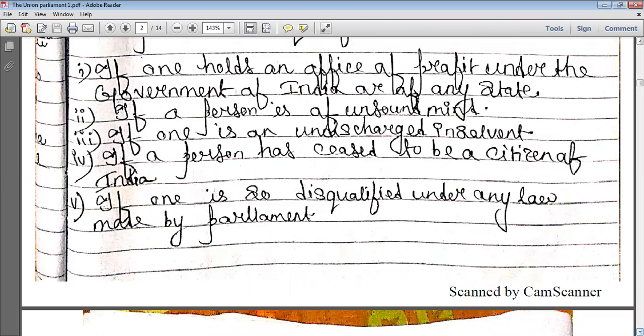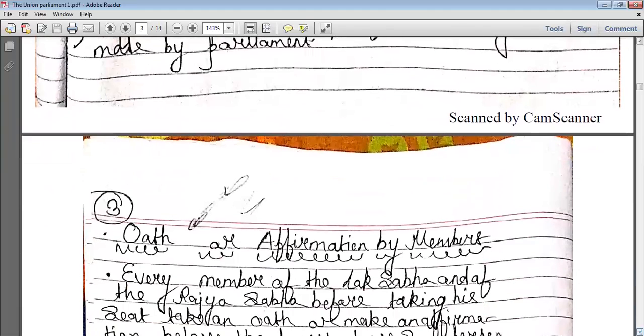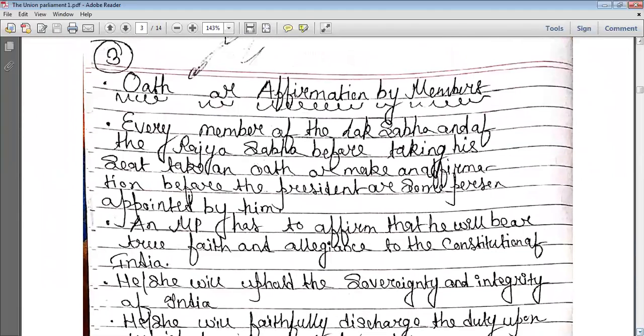If a person has ceased to be a citizen of India, if that person doesn't have the citizenship of India, then that person cannot perform the activities as a citizen of India. If one is so disqualified under any law made by the parliament. So the person can be disqualified to become a member of the Lok Sabha if the person falls under any of the above points. Next, we are moving to the oath or affirmation by members.